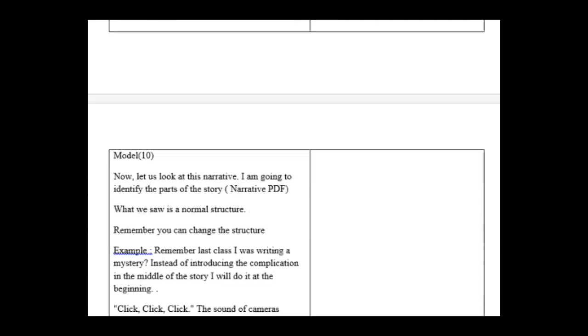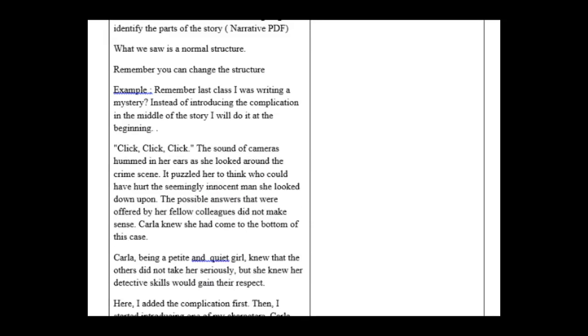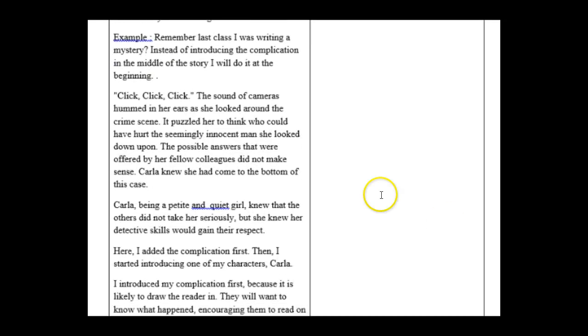All right. You have the model in here, so I know that you can do that flip-flop back and forth pretty easily. And then I like the model that you have here, and I really like that you discussed, right? So here's the model, and then you discussed. I added the complication first, then I introduced my characters. Here's why I did that. Now that's an effective think aloud that I really like, okay?